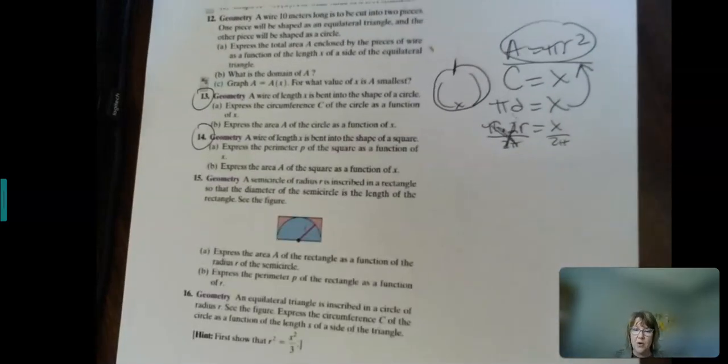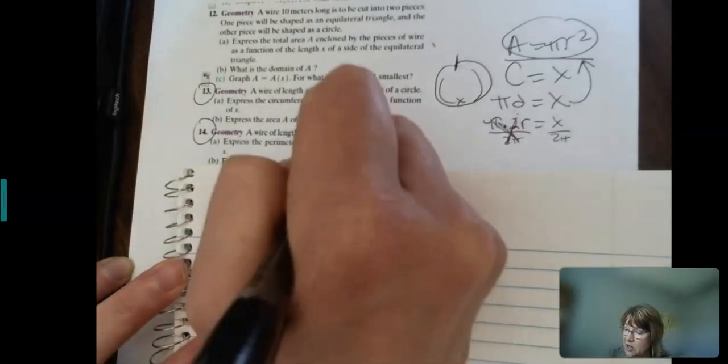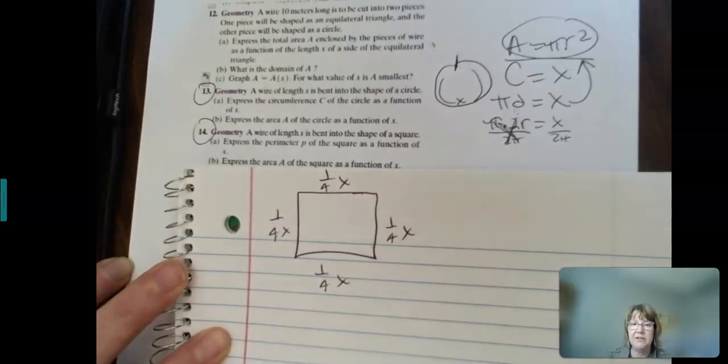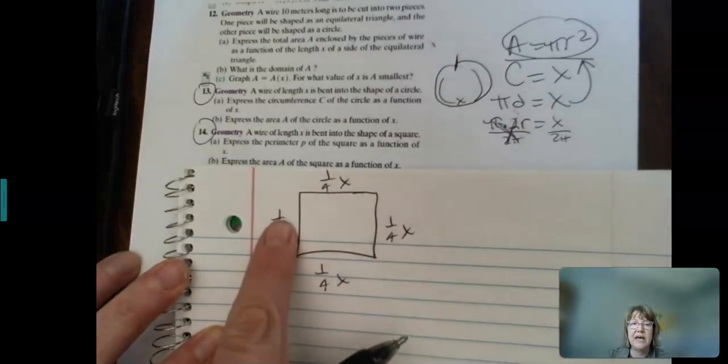Now we're bending a wire into the shape of a square. Let's take our wire and bend it in the shape of a square. If it's x long, each side would be a fourth of x, a fourth of x, a fourth of x, a fourth of x, because that would all add up to x. And we know it's a square, so everything is equal.